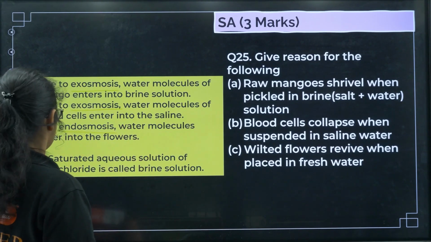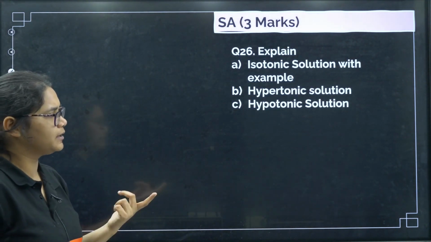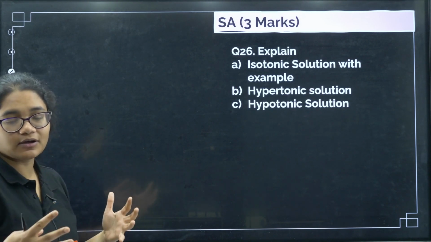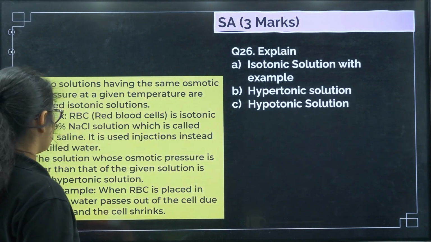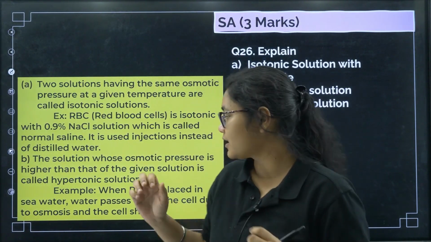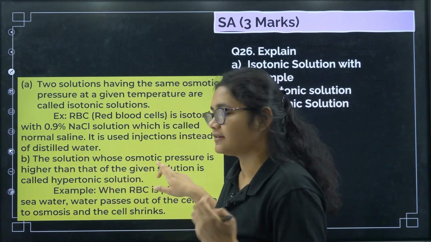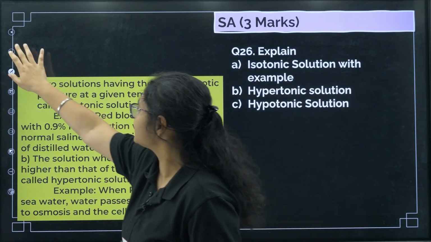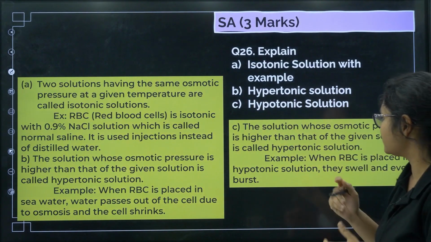Okay. Next, what is isotonic solution, hypertonic solution and hypotonic solution? Two solutions having the same osmotic pressure are called isotonic solutions. Next, what is hypertonic? If the solution of one of the compounds has an osmotic pressure higher than the given solution, that is called a hypertonic solution. And similarly, what is a hypotonic solution here? The solution whose osmotic pressure is higher, sorry, this is lower.